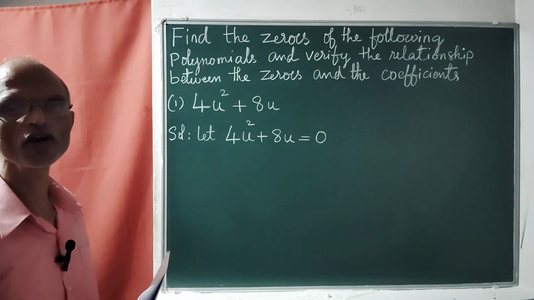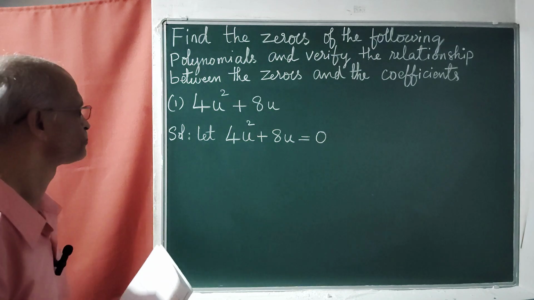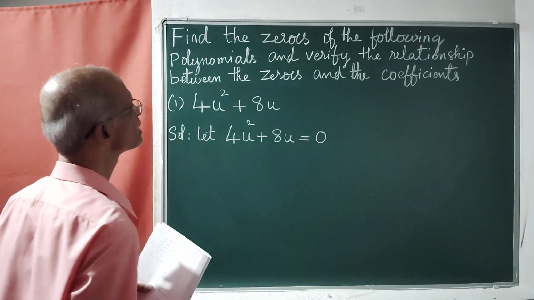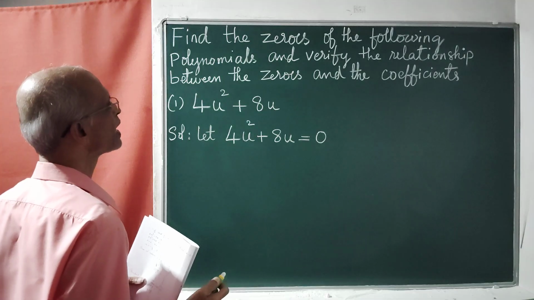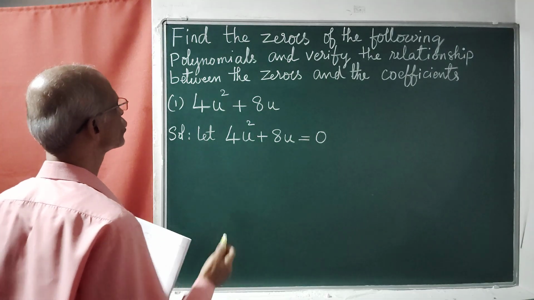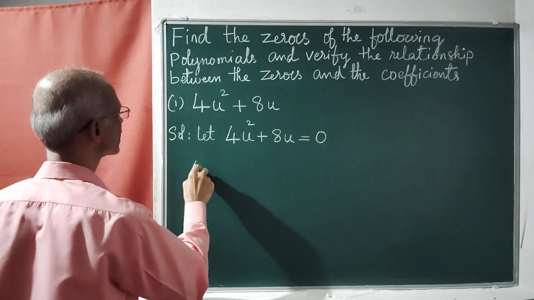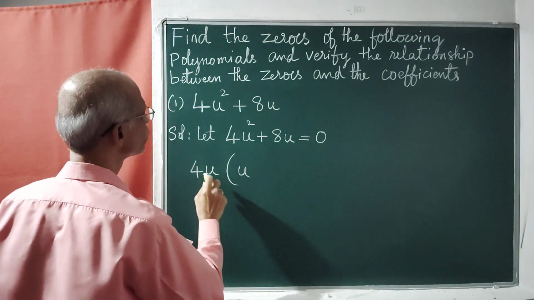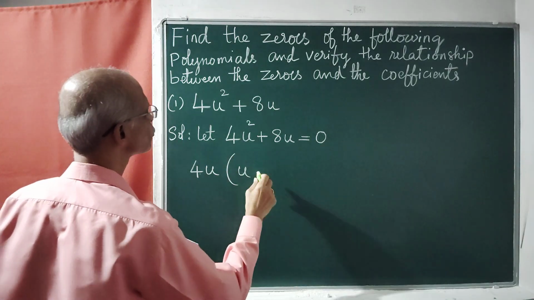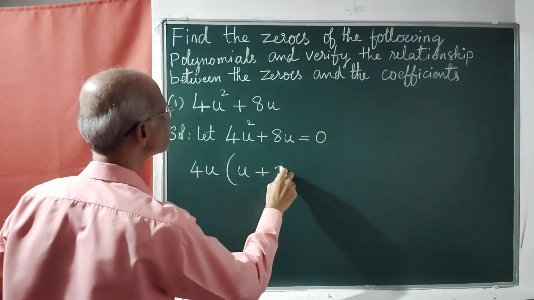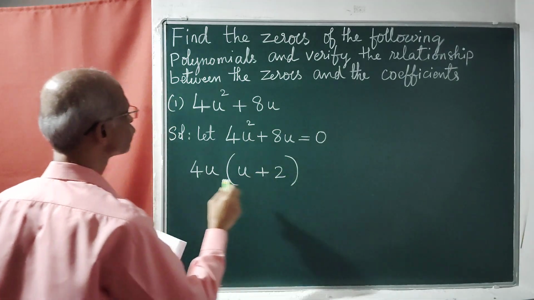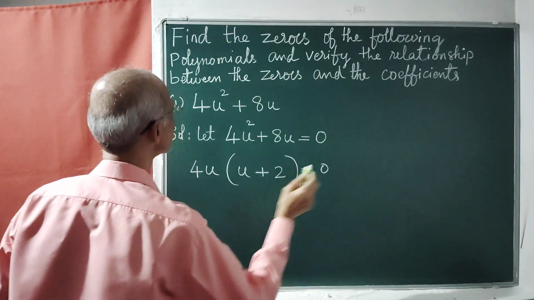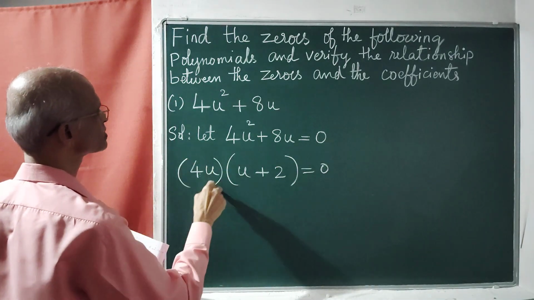We will solve it by factorization. Now among these two terms, the common factor is 4u. So 4u I am taking outside. 4u into u is 4u square, plus 4u into 2 is 8u. So here I have got two factors.